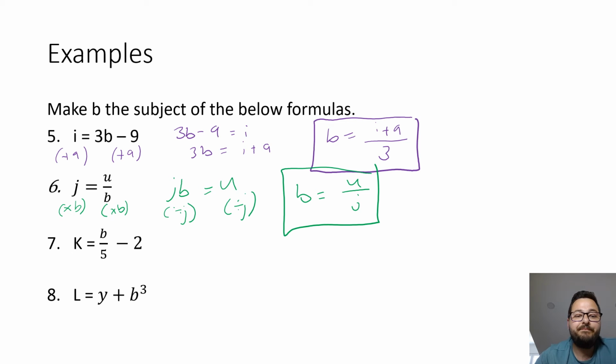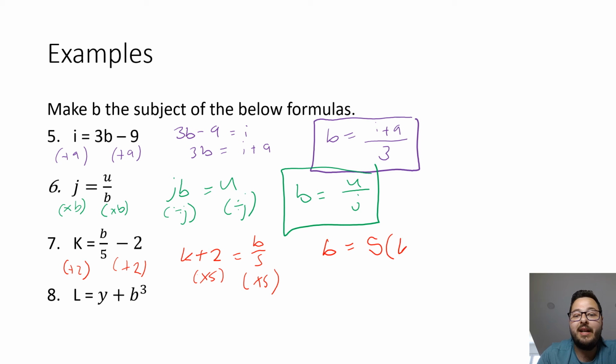All right, next one. Now I've got k equals b over 5 minus 2. So let's add 2 to start with on both sides. So we're going to end up with k plus 2 equals b over 5. And then we want to times both sides by 5. So we end up with b equals 5 brackets k plus 2.